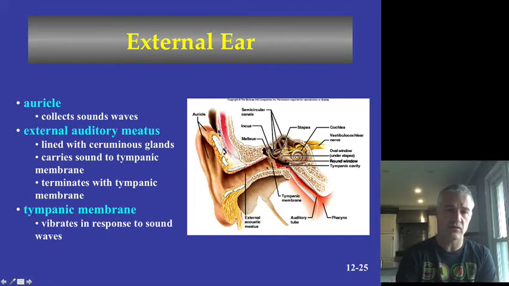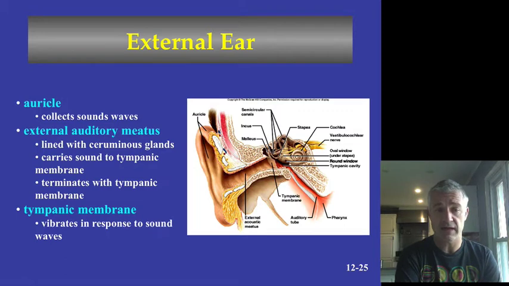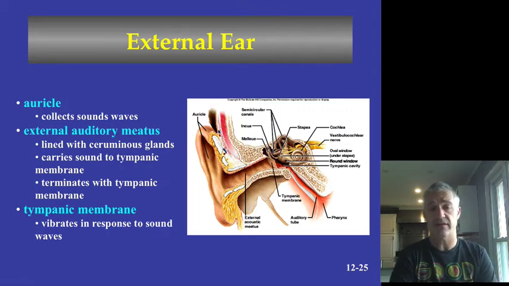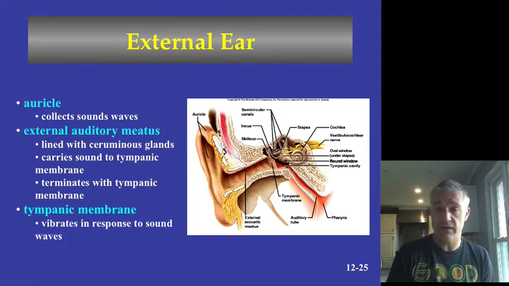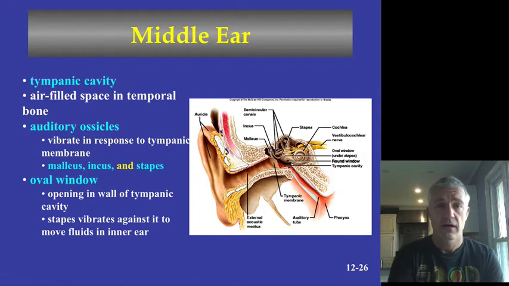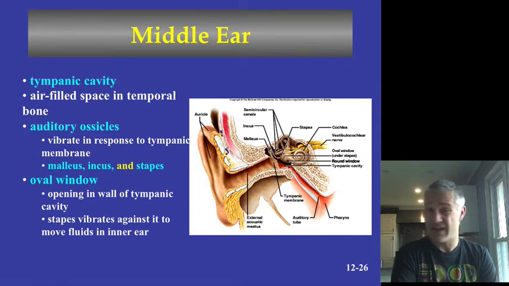This is going to be lined with earwax glands, those ceruminous glands, and is going to take those sound waves to the tympanic membrane. The tympanic membrane, a lot of times known as the eardrum, is what's going to vibrate and then transmit those vibrations through the middle ear to that inner ear. So the middle ear, again, is an air-filled space. It's obviously in the middle.